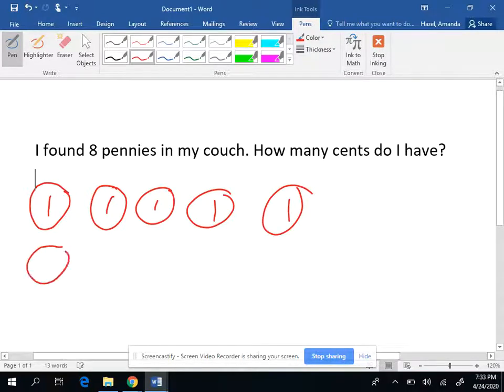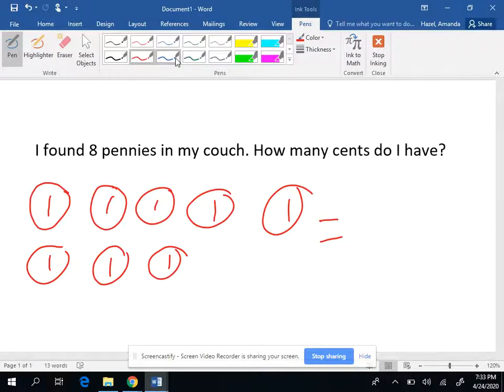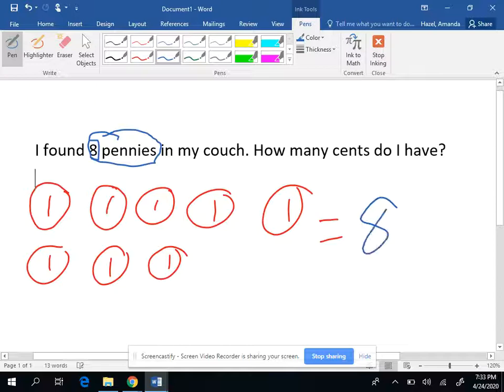1 cent. Now, I need to add them all together. Or, what I could have done was I could have just thought, well, 8 pennies, and each penny is only worth 1 cent, so it's worth the same amount as this number here, right? Because 1 plus 1 plus 1 plus 1 plus 1 plus 1 plus 1 plus 1 is how many? 8. I have 8 cents. Okay.